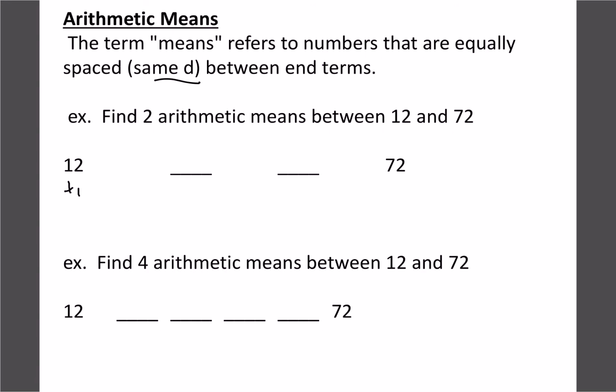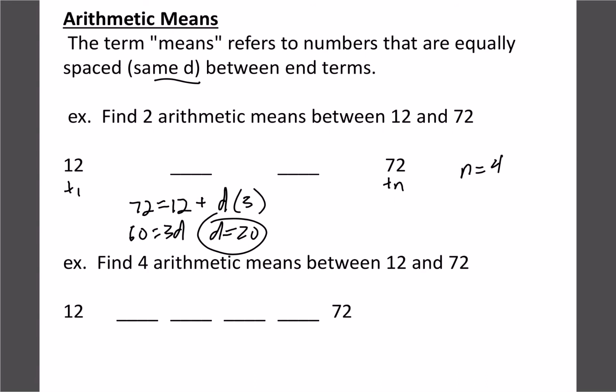So let's call 12 our term 1. Let's call 72 our nth term. And in this case, we have 4 terms. And let's just plug it in our formula and solve for d. So we'd have 72 equals 12 plus d times 4 minus 1, which would be 3. So we bring the 12 over, we get 60 equals 3d. 60 divided by 3 is 20. So you can see we can just add 20 each time. So we'd have 32, add 20 again, we get 52, add 20 again, we get 72.